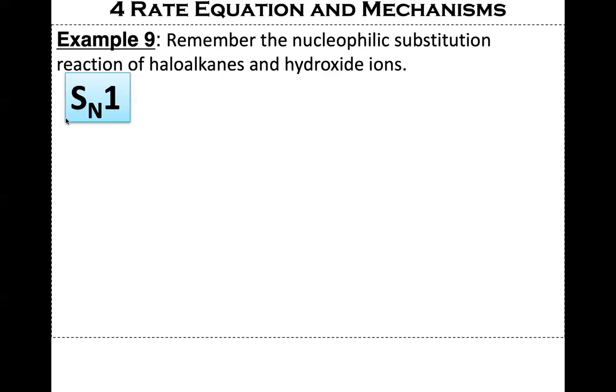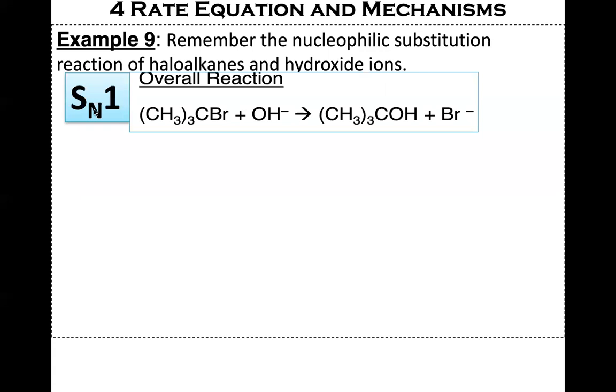SN1, S stands for substitution, N stands for nucleophilic, and 1 means it is a unimolecular mechanism, okay? So from the previous lesson, unimolecular mechanism means there's only one species present in your slow rate determining step. That means the first step in an SN1 does not involve a nucleophile. It just involves the haloalkane itself, okay?